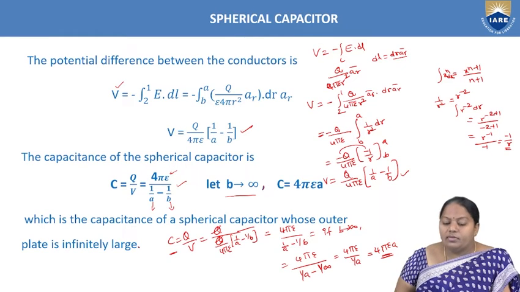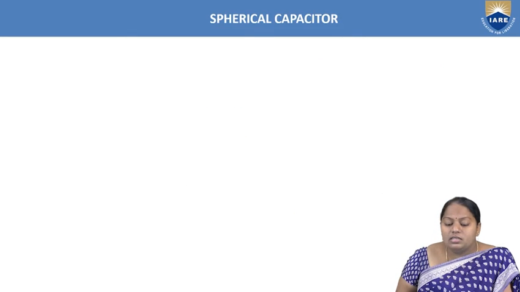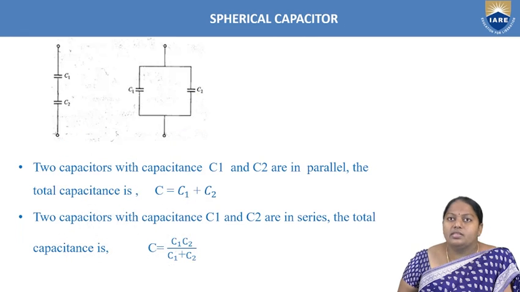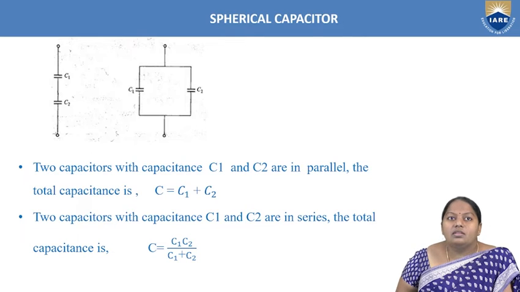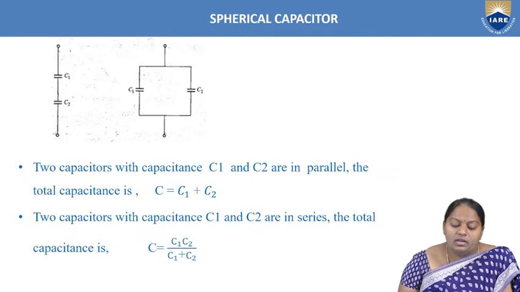So this is the way we have calculated three types of capacitances. In the first case we considered a parallel plate capacitor, the second case a cylindrical capacitor, and the third one a spherical capacitor. Based upon this, we are going to estimate the resistance associated with the three types of capacitors. Before going to calculate, we need to know the relation between the total value when two resistors or two capacitors are connected in series and in parallel.